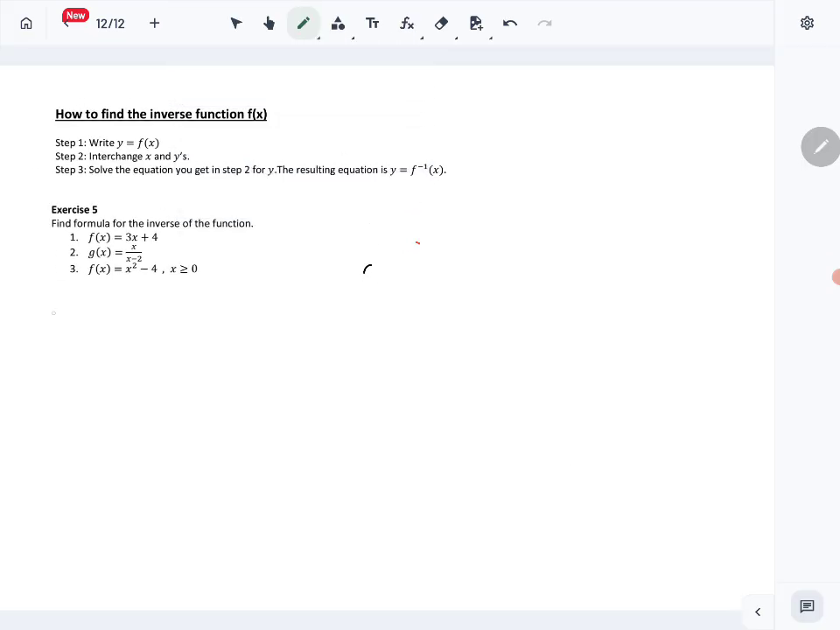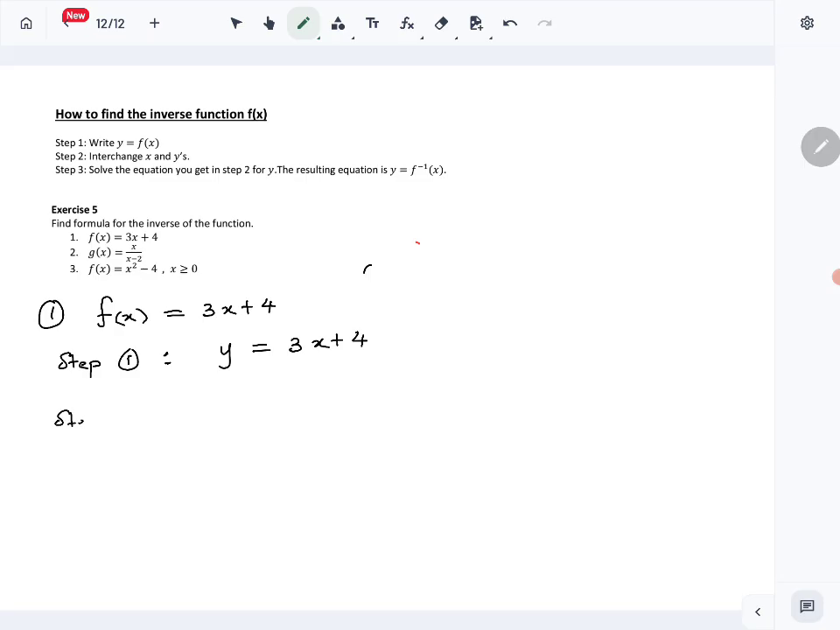Right. So what is the first one? We want to find the inverse function of 3x plus 4. Right. So what is step 1? Step 1 is equal the function to y. So the function is 3x plus 4. Equal it to y. That's all. Right.